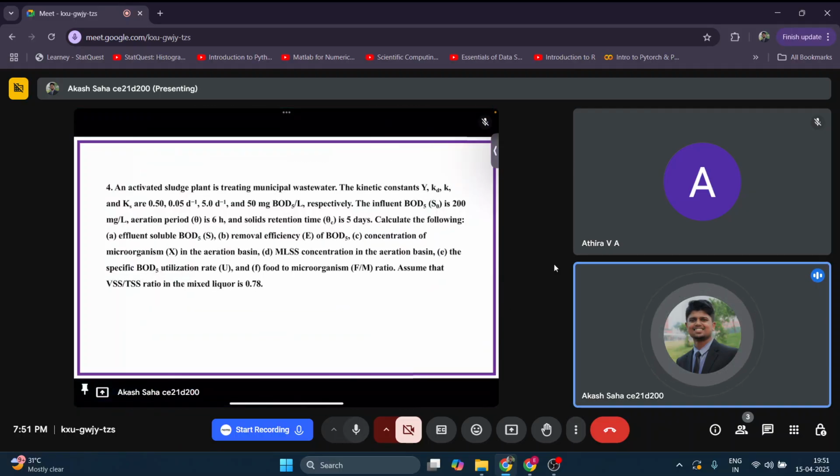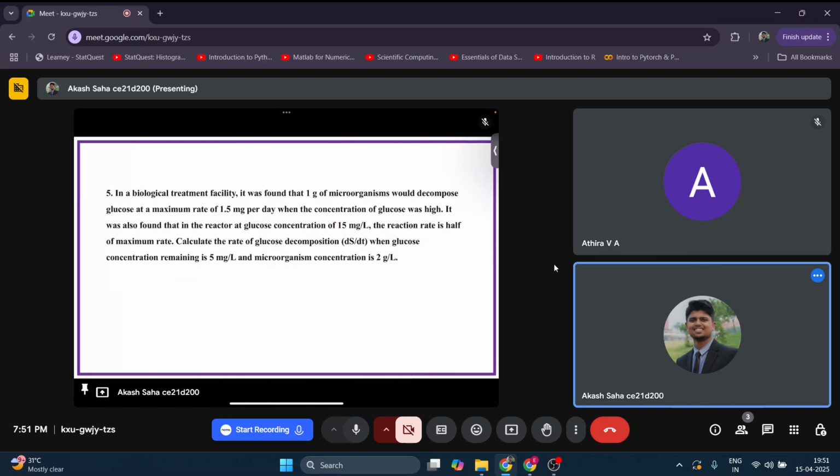Okay, so let's move on to the next problem. It says that in a biological treatment facility, it was found that 1 gram of microorganisms would decompose glucose at a maximum rate of 1.5 milligram per day when the concentration of glucose was high. It was also found that in the reactor at glucose concentration of 15 milligram per liter, the reaction rate is half of the maximum rate.